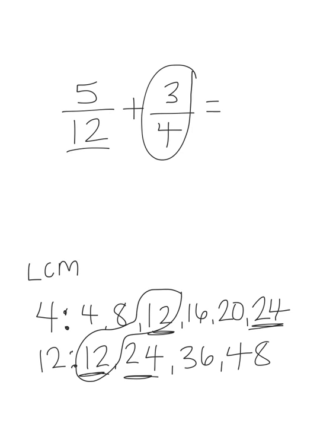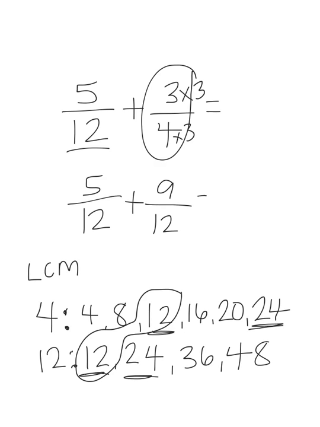Okay. Well, 5/12 already has a denominator of 12, so I'm going to leave that alone. And then I'm going to take my 3/4 and convert that to have a denominator of 12. Well, I know to convert my 4 into a 12, I need to multiply it by 3. And whatever I do to my denominator, I have to do to my numerator. So I know that 3 times 3 is 9, and 4 times 3 is 12. Okay. Well, let's look at 5/12 added to 9/12. Well, if I add those two values together, I now have 14/12.